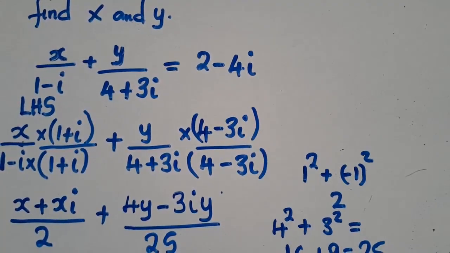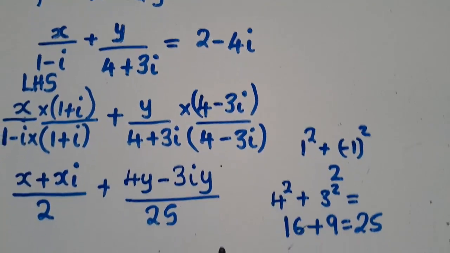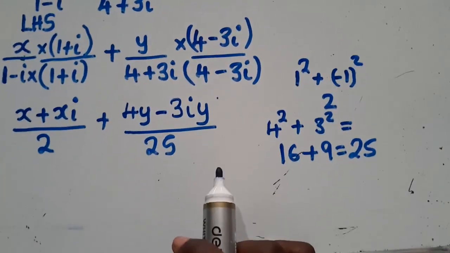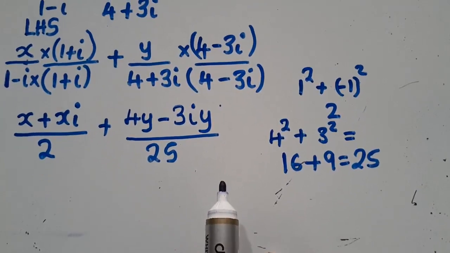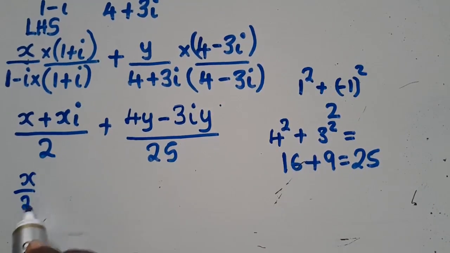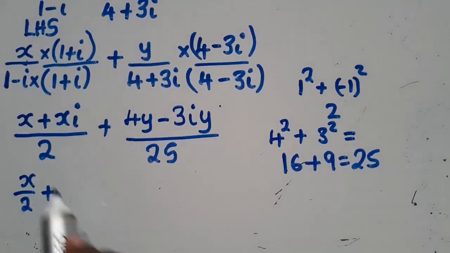You put a 25. So we are still expanding. We are expanding this so that we come out. So here, this is the same as x over 2 plus what?